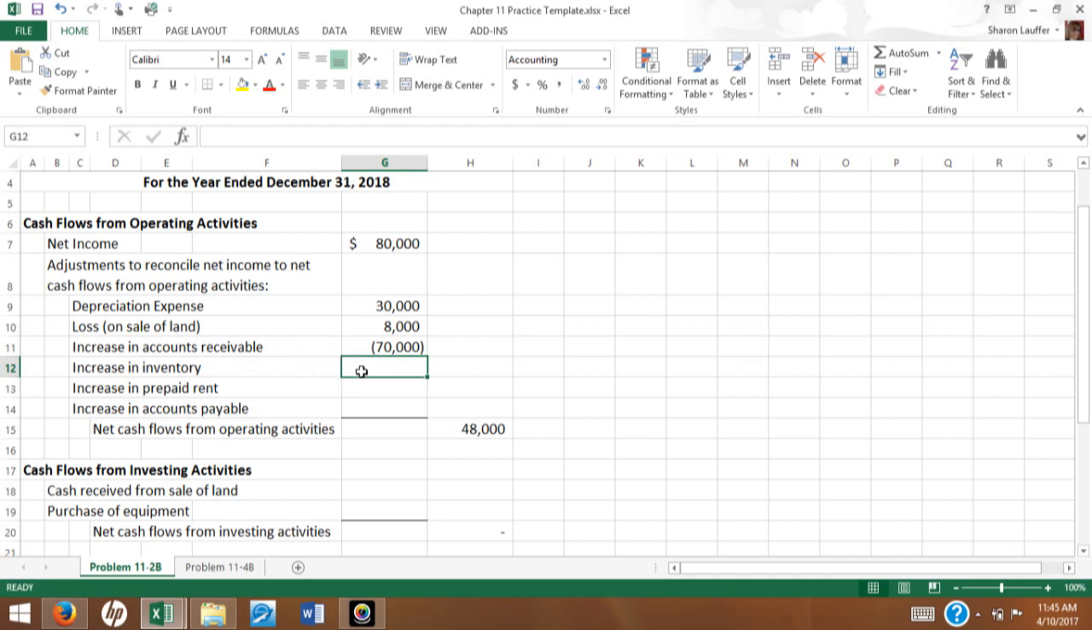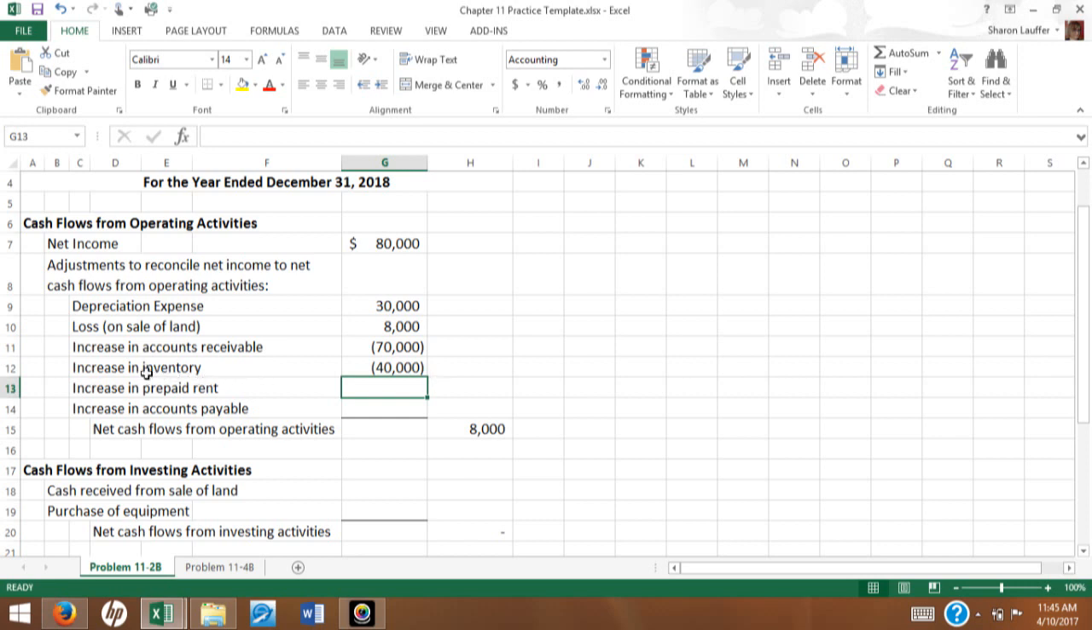All right, an increase in inventory, we're going to subtract out that, and that amount is given in the instructions. It says it was $40,000. So again, this may be one of those things you list out. If there's an increase in inventory, you subtract it. If there's a decrease in inventory, you add it.